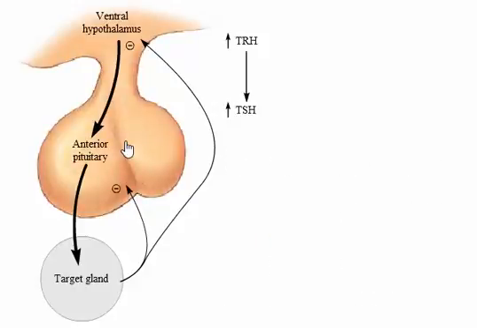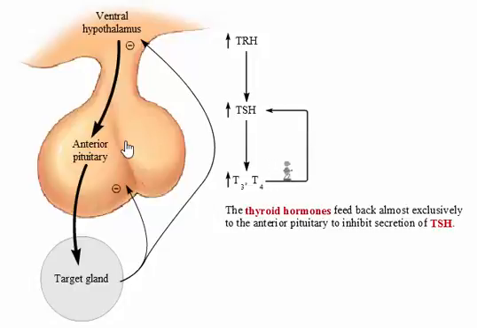Thyrotropin-releasing hormone acts on cells of the anterior pituitary to increase secretion of thyrotropin, TSH, which in turn acts on the thyroid gland to increase secretion of T3 and T4. The thyroid hormones feed back almost exclusively to the anterior pituitary to inhibit secretion of thyrotropin. Click the T3 and T4 to continue.